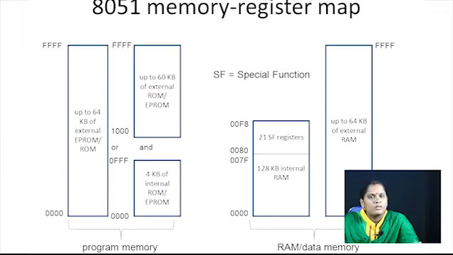Next, we saw two functional blocks. One is the CPU and the next one is the memory of the 8051 microcontroller. And now we are going to see the third functional block, that is the special function register. Under special function registers, there are two categories. One is the addressable memory part and the other is the non-addressable memory part.